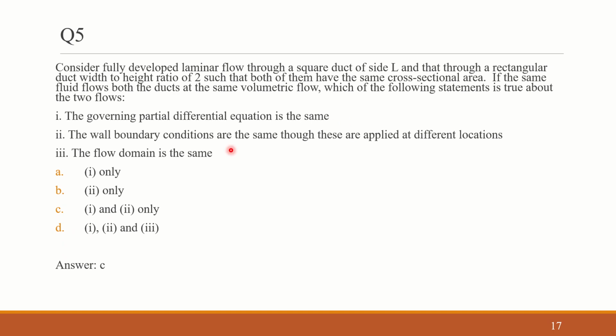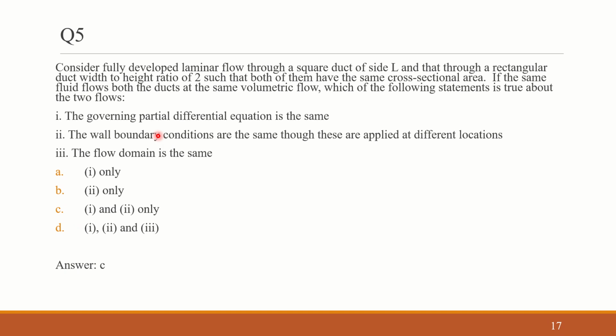So now coming back to the options, the first statement is: the governing partial differential equation is the same. If it is a square duct or a rectangular duct, what equations are we solving? We are solving the continuity equation and Navier-Stokes equations, and both of them are in Cartesian coordinates as well. Therefore the governing partial differential equation is the same. So 1 is true.